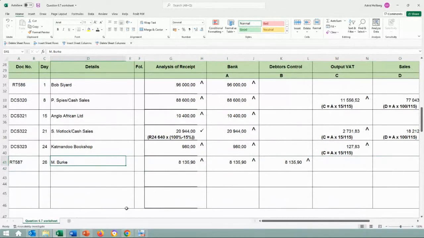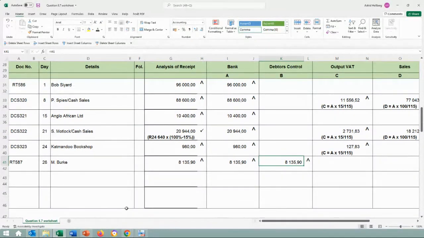Okay, so we show M. Berg. We show we received 8,135 Rand and 90 cents, both in the analysis receipt and in the bank account. And then we show it goes to debtors control, the receipt. Now remember, if we receive money for debtors control, it is physical cash that is coming in. We do not show output VAT raised on this.